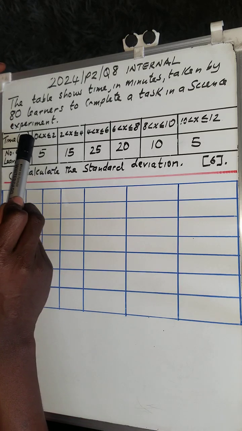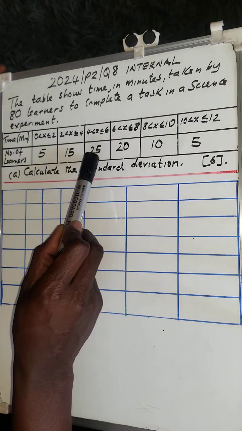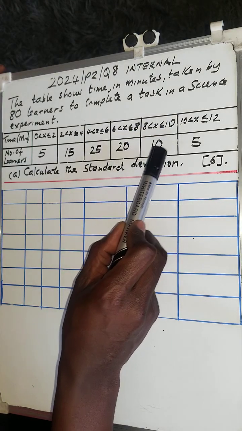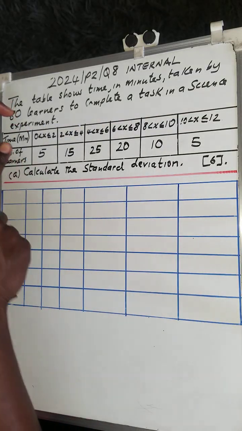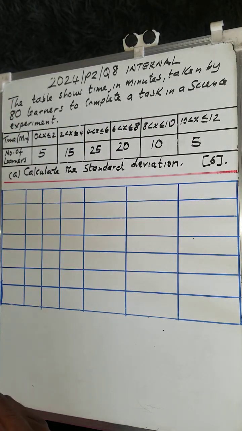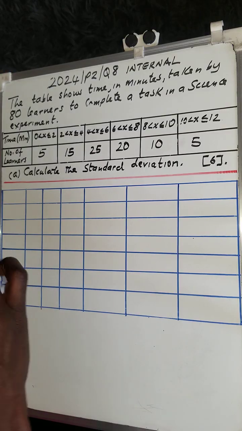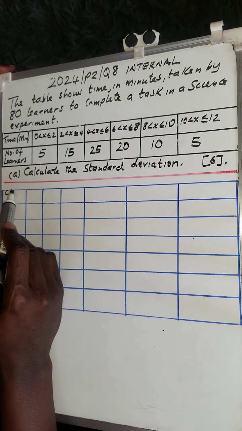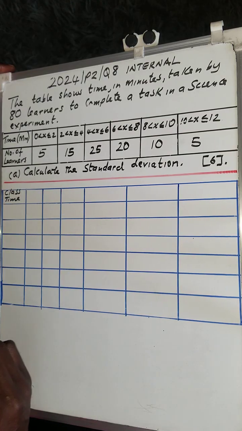So those that took between 0 and 2 were 5, 2 and 4 were 15, 4 and 6 were 25, 6 to 8 were 20, 8 to 10 were 10, 10 to 12 were 5. So they have given you the class intervals for the time. Those are the class intervals. So if you want, you can say class time, in this case in the first column.